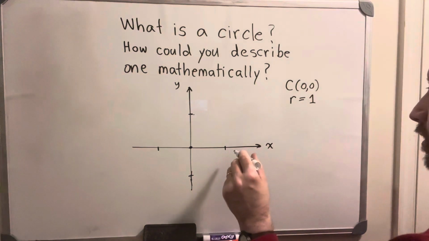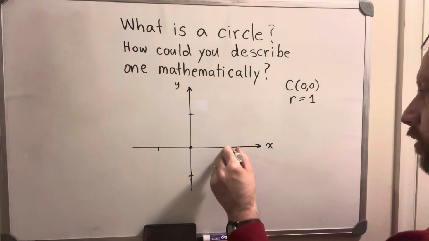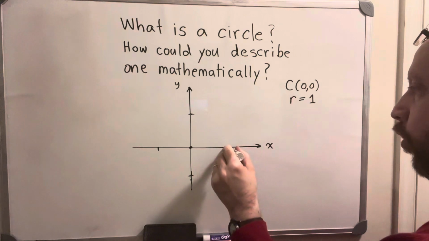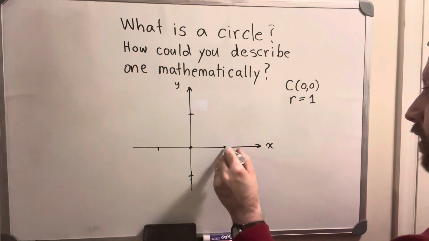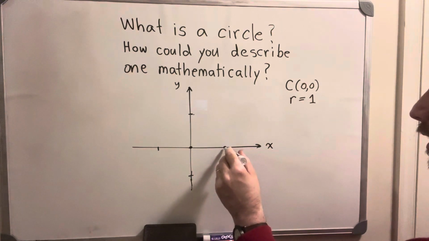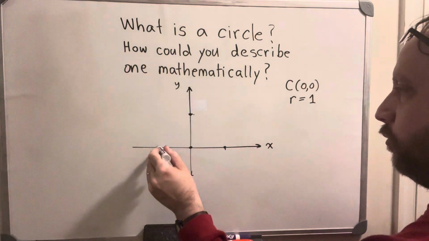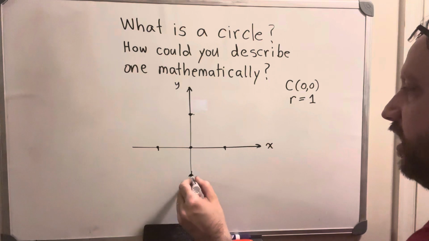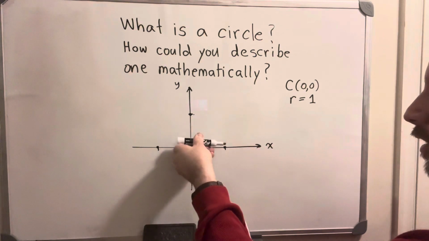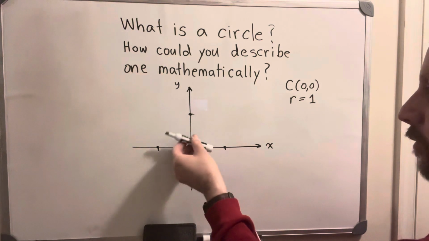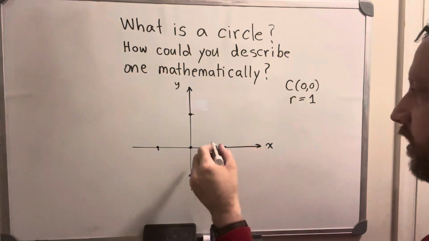Okay, that means that at this point on the circle, it's going to be 1. So this point's going to be on the circle. This point's going to be on the circle. Same as this point and this point. Everywhere 1 unit away from the origin is going to be on the circle in this case.